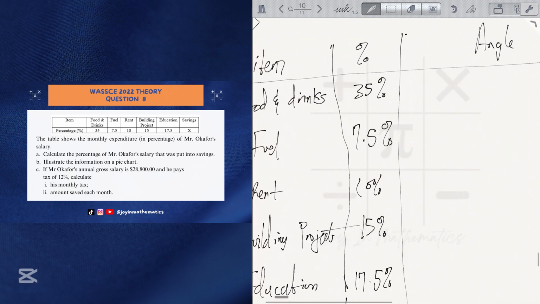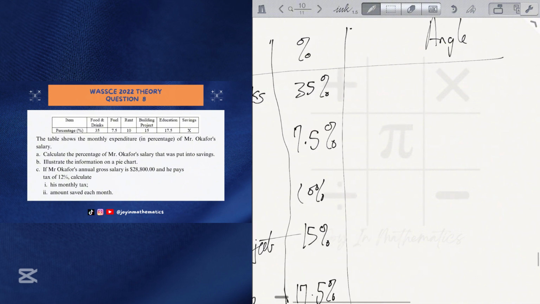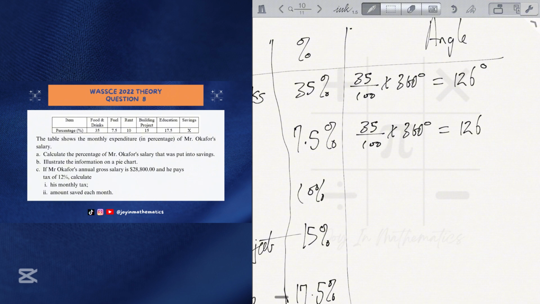Now the question is, how do we evaluate the angle? We know the sum of angles in a pie chart is equal to 360 degrees. So to evaluate food and drinks, all you have to do is 35 divided by 100 multiplied by 360 degrees. It's as simple as that, and this gives us 126 degrees with a calculator. We do the same for fuel: we change the 35 to 7.5 multiplied by 360 degrees, and we have 27 degrees.